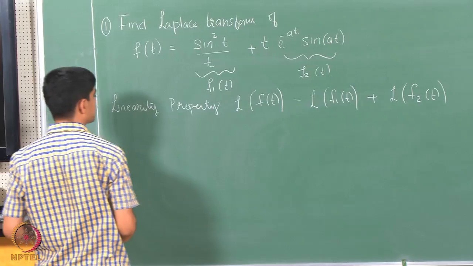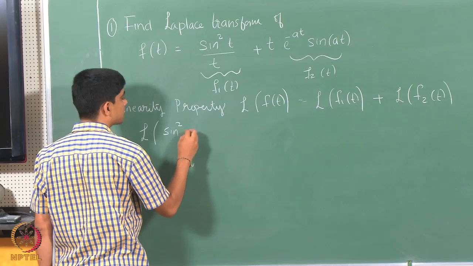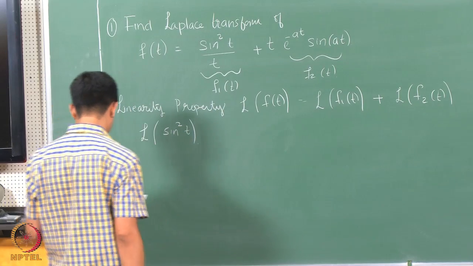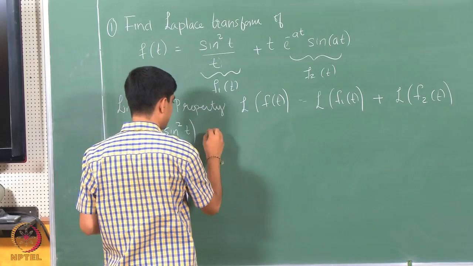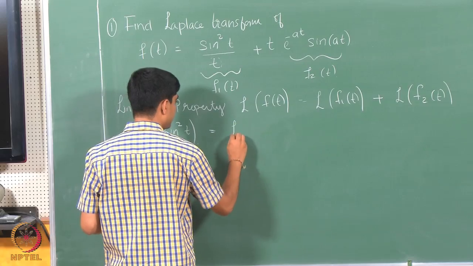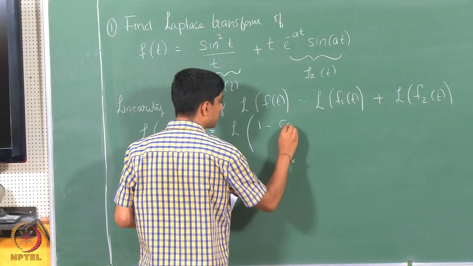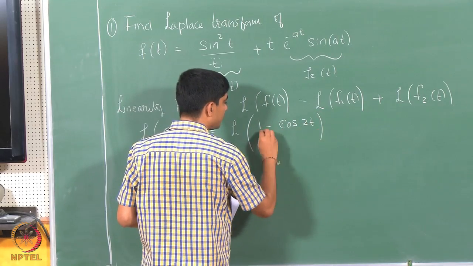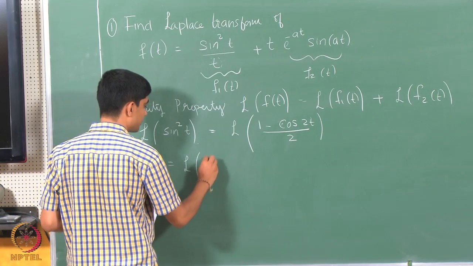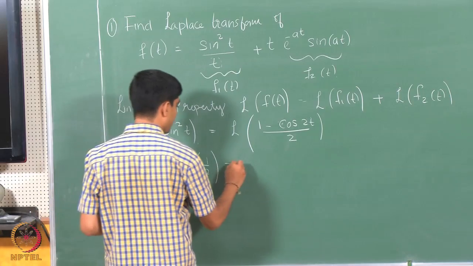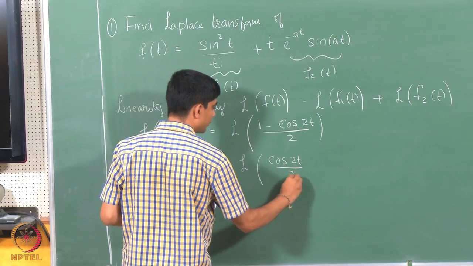So, let us start with this thing first, finding the Laplace transform of sine square t. Okay, do not worry where the t has disappeared, I will tell you a magic of how to take care of that t. So, sine square t can equally be written as 1 minus cos of 2t over 2. Here I can further use the linearity property. This would be the Laplace transform of 1 over 2 minus the Laplace transform of cos 2t over 2.